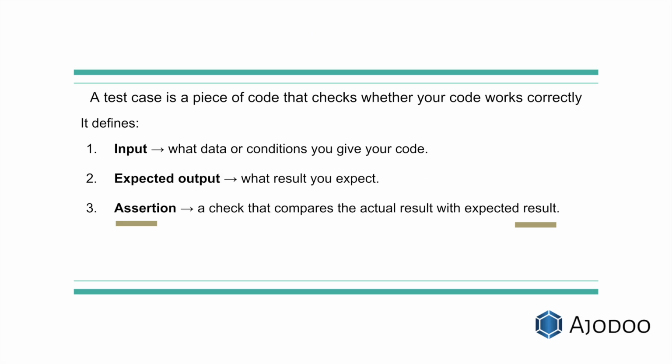So it defines three parts: input, expected output and the assertion. Input means what data or conditions you give in your code, expected output is what result you expect from the input, and the assertion is a check that compares the actual result with the expected result.